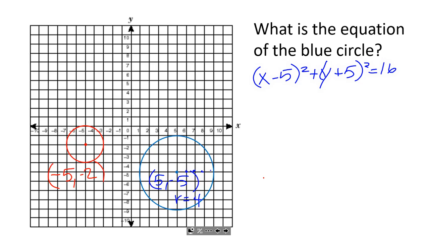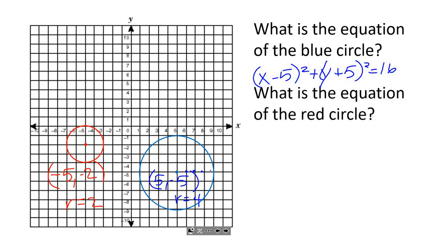That's our center for that one, and our radius here is 2. So when we talk about this one, it says, what is the equation of the red circle? This one is going to be x plus 5 squared plus y plus 2 squared. And again, we're going to square that 2, so this is going to be 4.